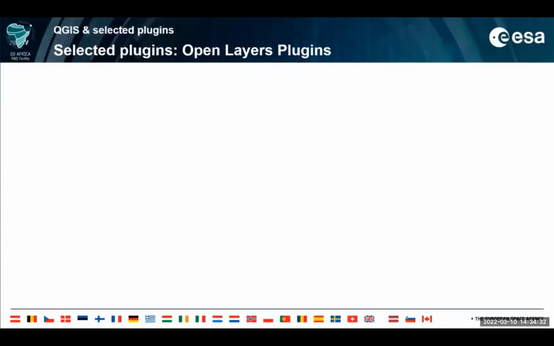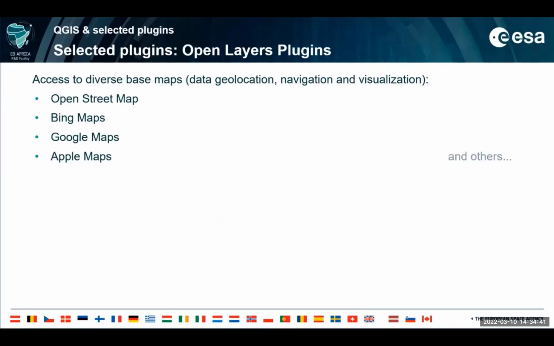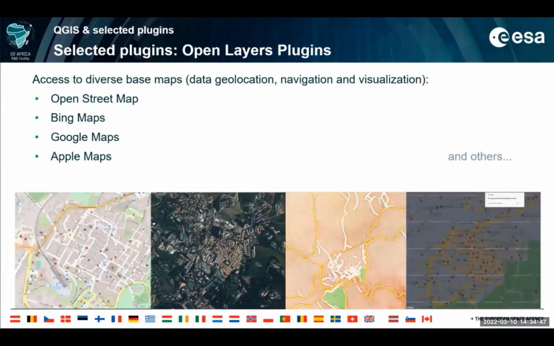So coming back to the presentation, first of all, I will present the OpenLayers plugin, which is very useful and gives an access to base maps coming from different map services: Google Maps, Bing Maps, Apple Maps, Wikimedia, and OpenStreetMap. Using this plugin, you can geolocate spatial datasets, and it helps also to navigate and prepare data visualization, as it can be treated as a background layer in your project.